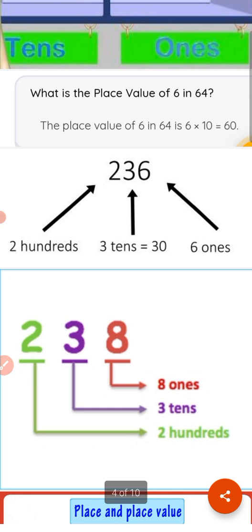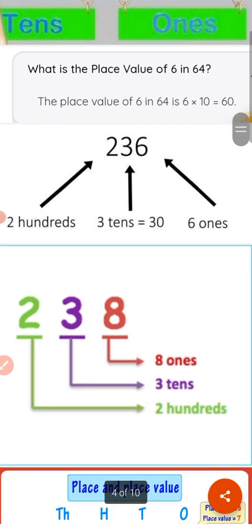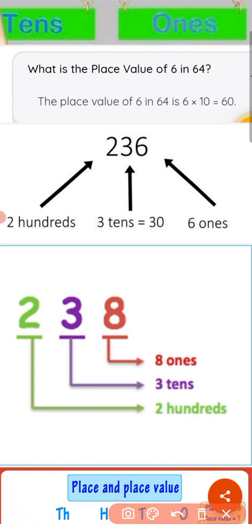Let us check more examples, children. See children, the question is, what is the place value of 6 in 64? So first we have to check the place of 6 in 64. 64 is a 2-digit number, isn't it? Which are the digits in 64? 6 and 4. Okay. Now our next step is find the place of 6.